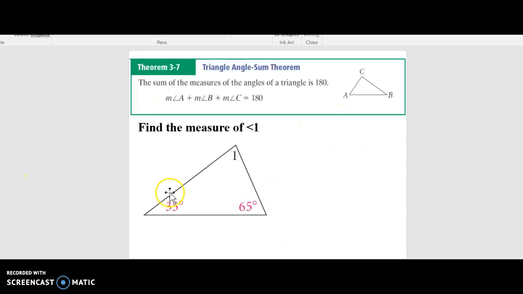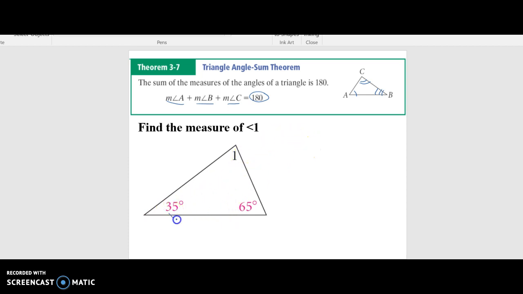So the first theorem we're going to talk about is the interior angle sum of a triangle. There are many ways to prove this. We did it a couple of times in class, but if you were to take these three angles, angle A, angle B, and angle C, and add them together, they would add up to 180 degrees. So right away, when I look at this first example, if I know two angles, I can find the third one in two ways.